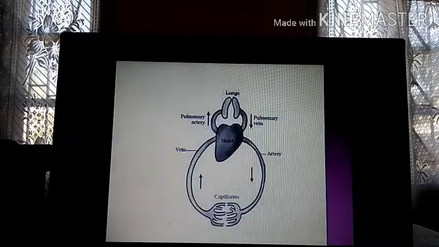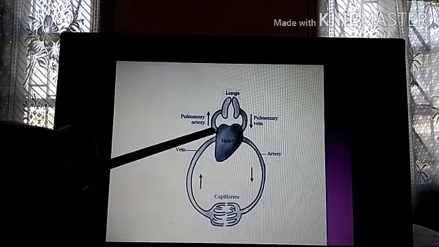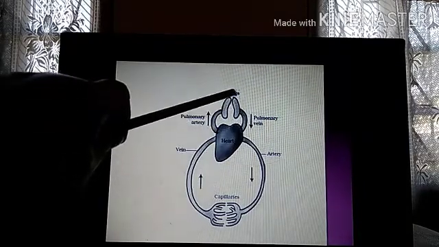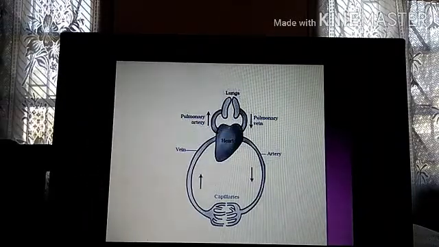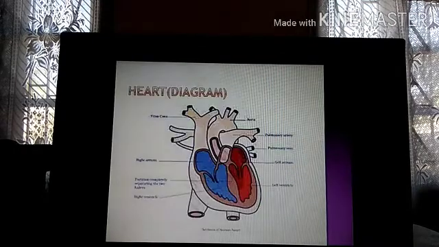This diagram that I had already shown you: the pulmonary artery will carry the impure blood to the lungs from the heart, isn't it? And the pure blood will be carried by the pulmonary vein. Okay, so the pulmonary vein will carry the pure blood, that I had already told you.